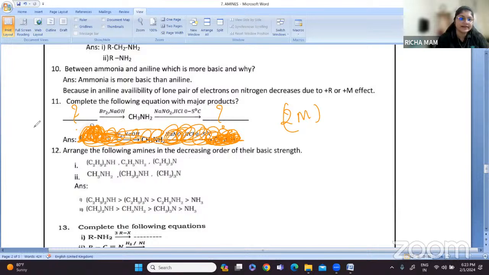If this is correct, acetamide, I have to take it as CH3, C double bond O, NH2. Then you get CH3NH2. When you treat this CH3NH2 with NaNO2 and HCl, this is a diazotization reaction. So what will you get as the product when you do diazotization?